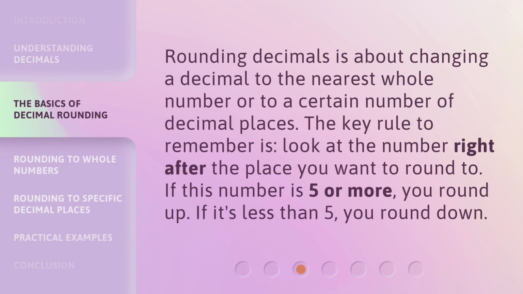Rounding decimals is about changing a decimal to the nearest whole number or to a certain number of decimal places. The key rule to remember is, look at the number right after the place you want to round to. If this number is 5 or more, you round up. If it's less than 5, you round down.